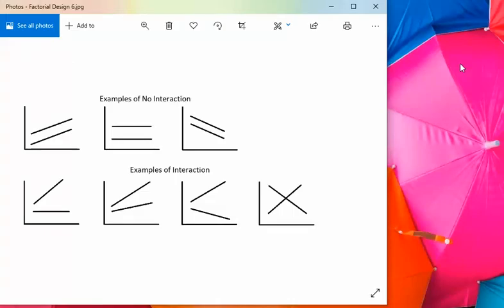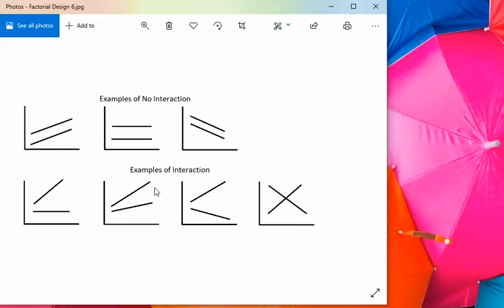Sorry, I had to move things in a little bit just to make this slide fit on the screen. Now what I'm showing you are some different examples of no interaction and different examples of interaction. These are visual examples of the different ways that no interaction could appear and the different ways that an interaction could appear. There are really only 3 ways to have no interaction. Either the lines are parallel and both rising, parallel and both flat, or parallel and both decreasing. Notice how in all 3 of them the lines are parallel.